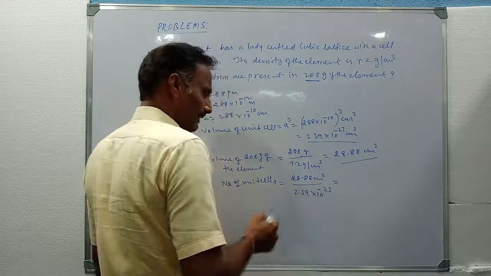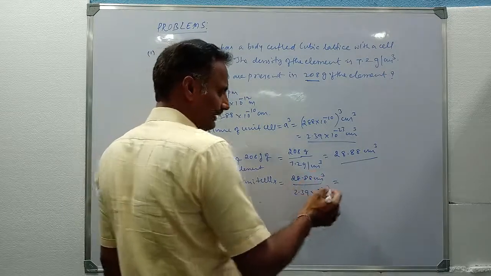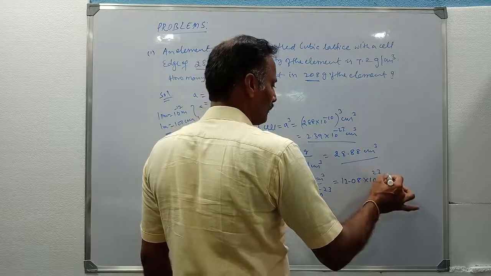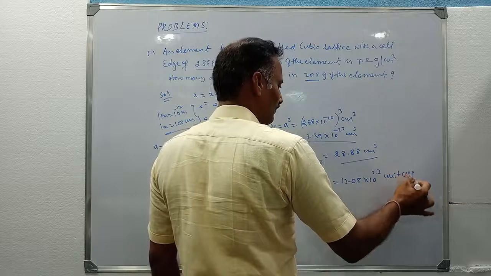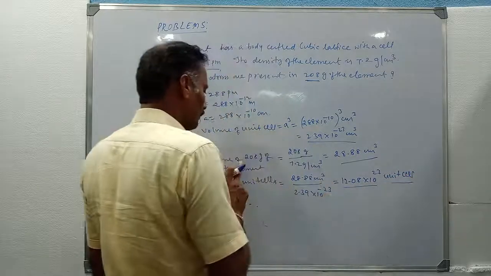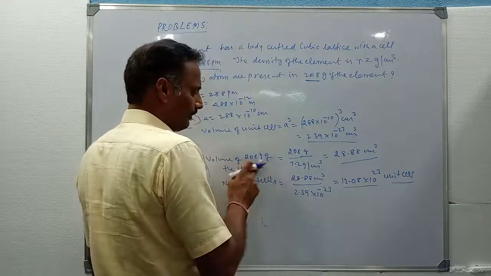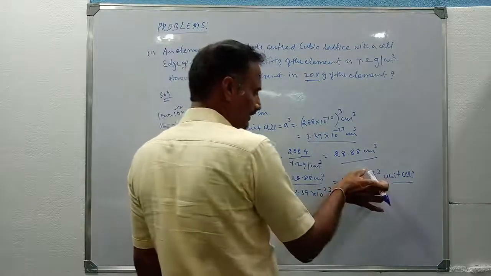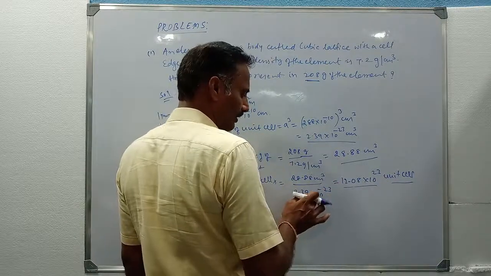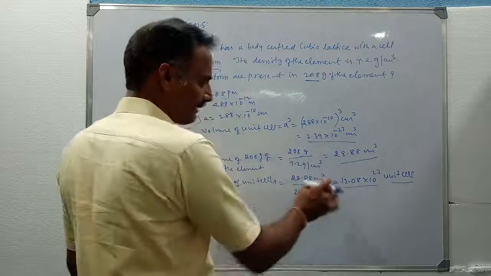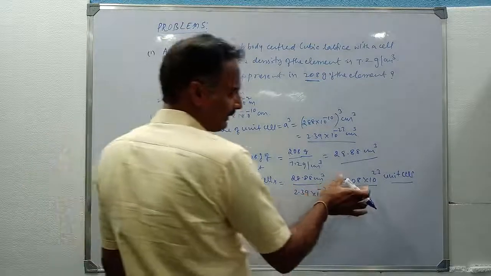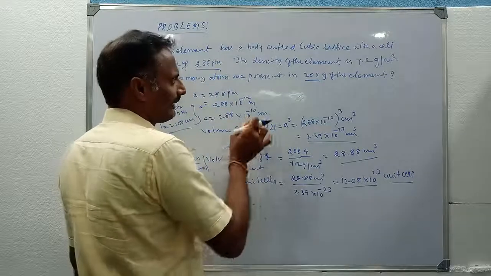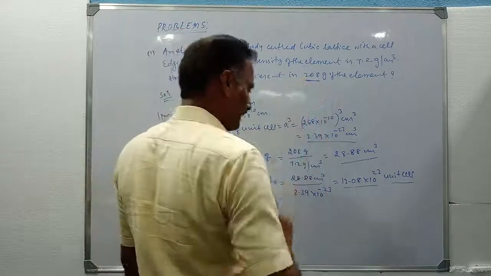Then you will get the number of unit cells. On simplifying, you will get 12.08 into 10 to the power of 23 unit cells. This is the number of unit cells present in 208 gram of the element. Each unit cell volume is 2.39 into 10 to the power of minus 23 centimeter cube. By knowing the number of unit cells present in 208 gram of the element, we are calculating the number of atoms present in it.